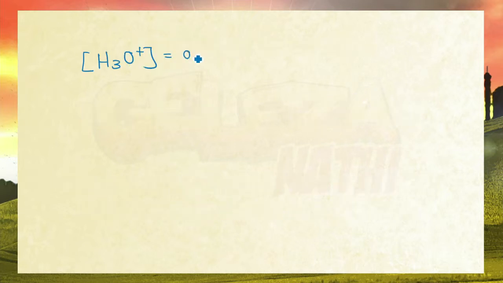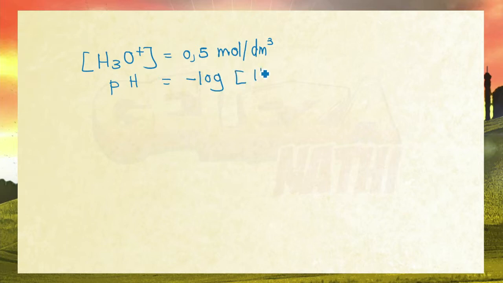And I know that I was given a concentration of 0.5 mole per cubic decimeter. And then now I'm putting it in order, which is now I'm looking for pH, which is negative log of the hydronium ion. And then I'm going to put the concentration that I was actually given, which was 0.5. And now if I put this in my calculator, I get 0.3. So now this is the pH that I have.